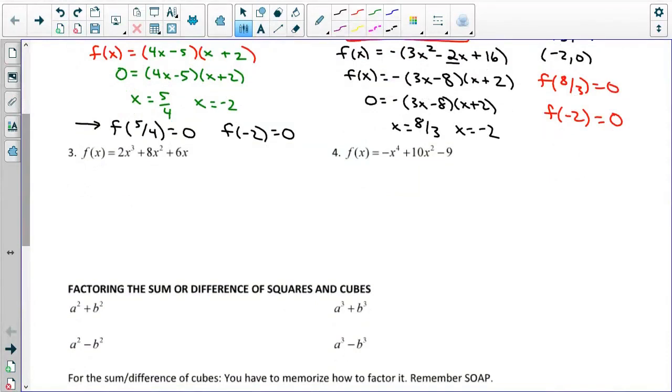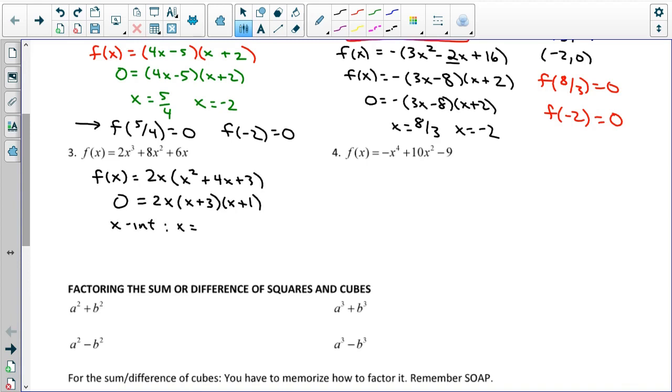In this problem, there is a GCF. So I need to make sure that I see 2x as the GCF. I have x squared plus 4x plus 3. So I have 2x times x plus 3 times x plus 1, and I want to set that equal to 0. So my x-intercepts occur at x equals 0, x equals -3, and x equals -1. So my x-intercepts, if I were writing them as points, would be 0, 0, -3, 0, and -1, 0. And once again, a reminder that f of 0 equals 0, f of -3 equals 0, and f of -1 equals 0.